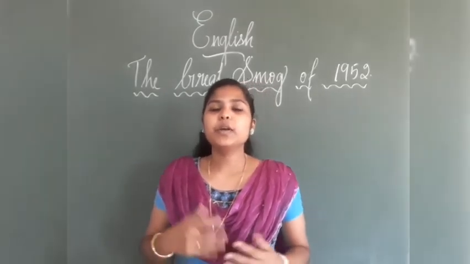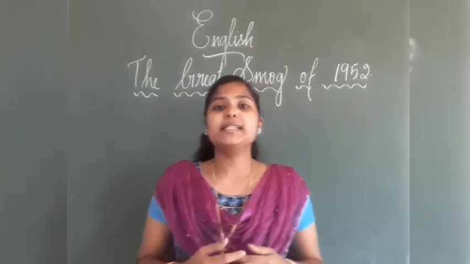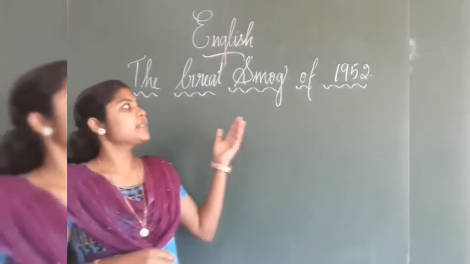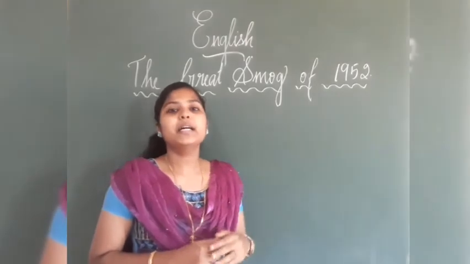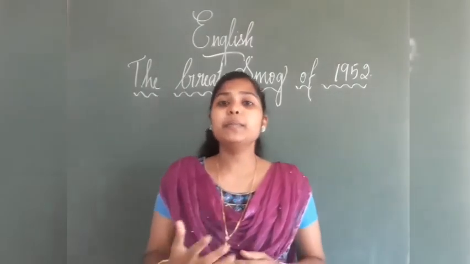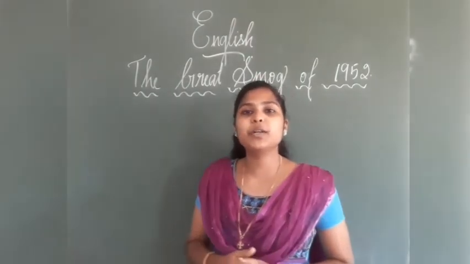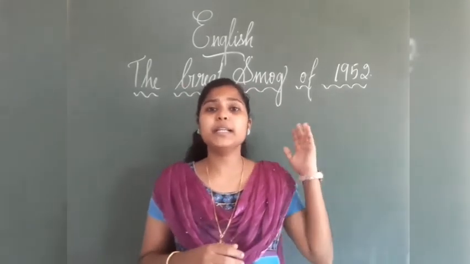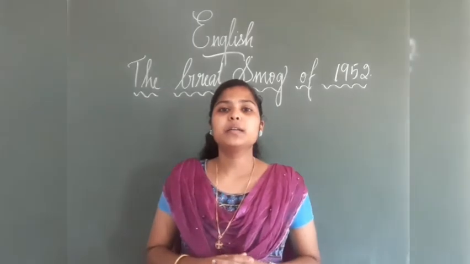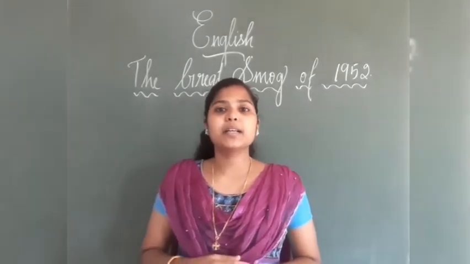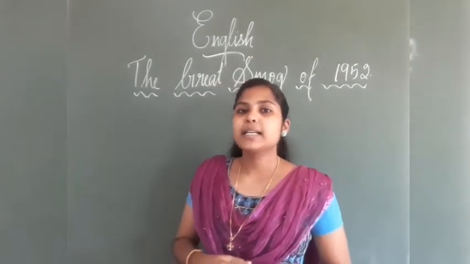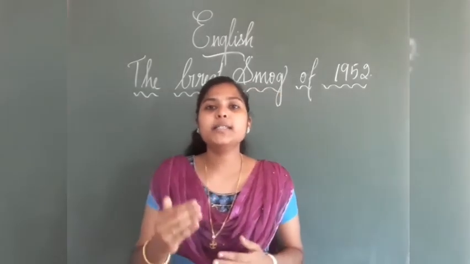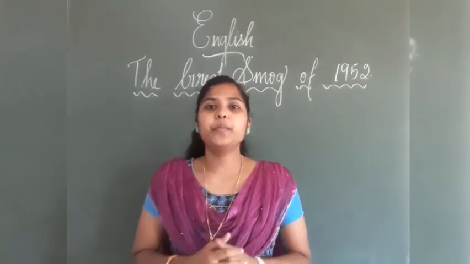Okay. Do you remember the title of our lesson we are learning? What is the title of our lesson? The Great Smog of 1952. What is meant by smog? It's a mixture of fog and smoke. And it talks more about what is the name of the city? Very good. It's London. So this lesson talks about the causes and effects of air pollution.